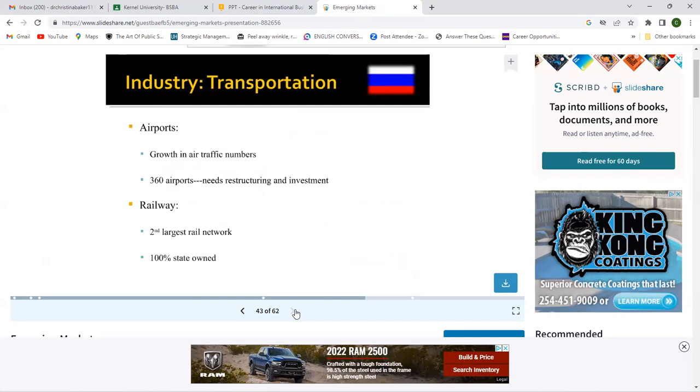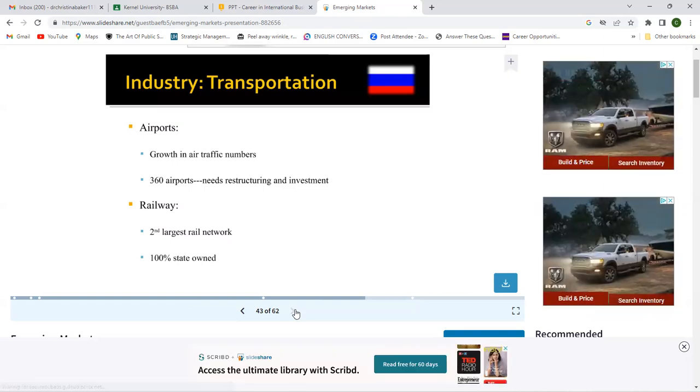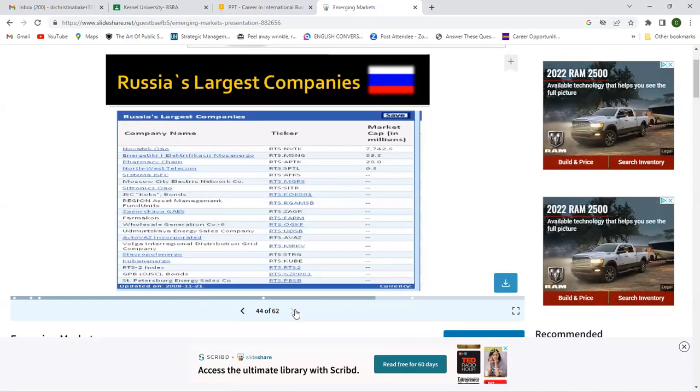Airports: growth in air traffic numbers, and 360 airports need reconstruction and investment. Railway: the second largest railroad network, 100% state owned.